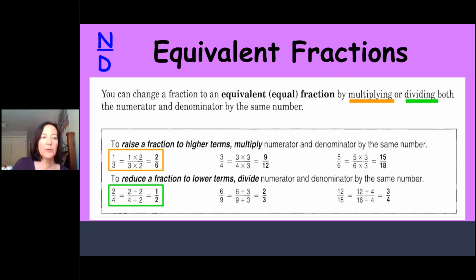Going to have to do that a lot with our answers today. We're going to divide the top and the bottom. They both divide evenly by 2 to turn it into 1/2. So you follow that, how to raise a fraction to higher terms or how to reduce a fraction? Yes.